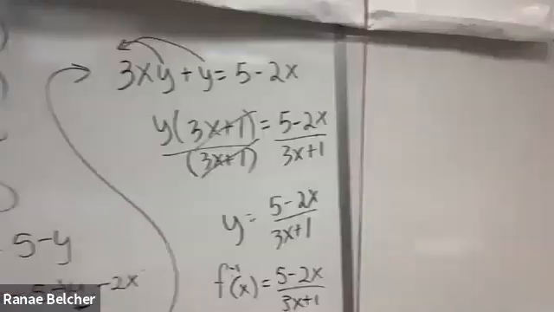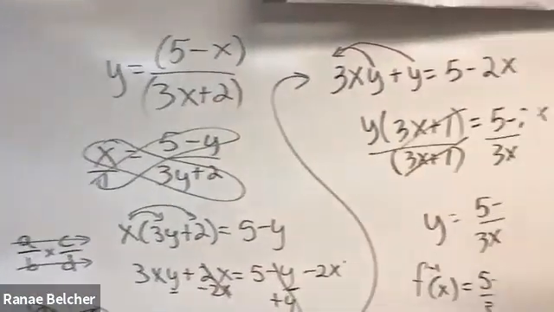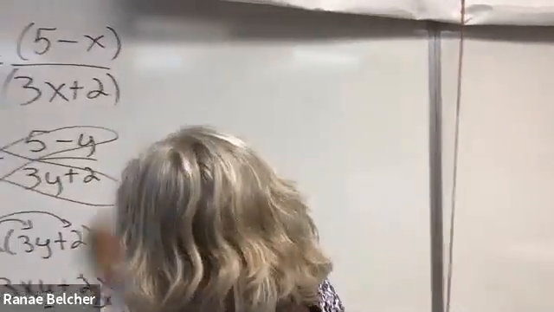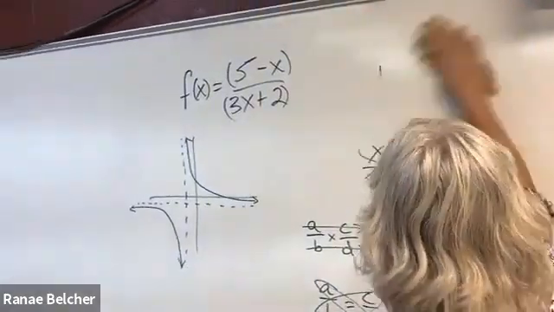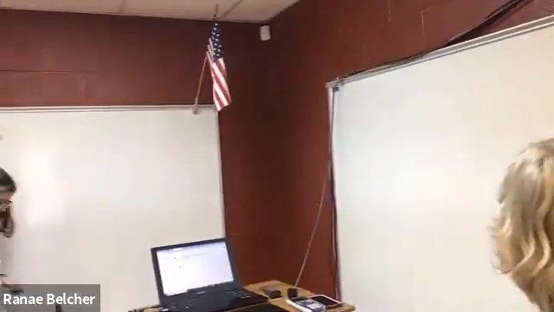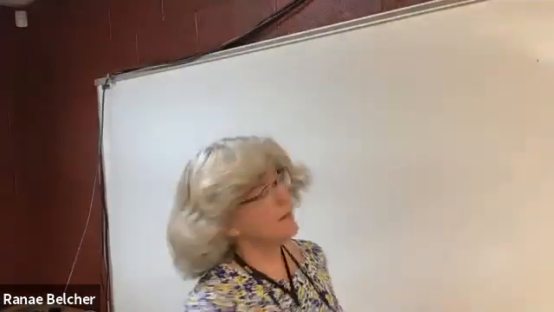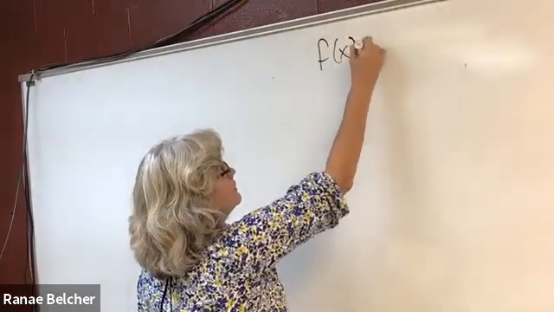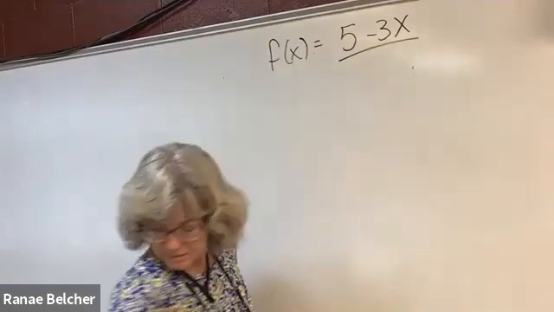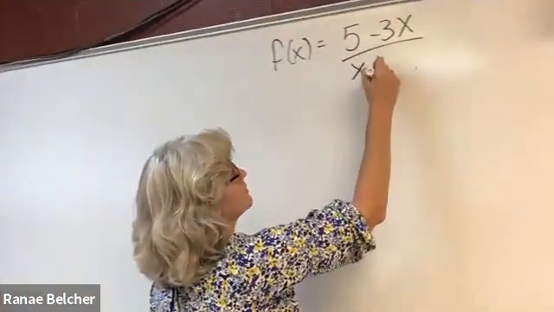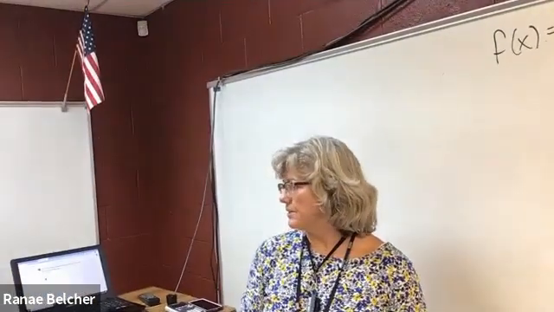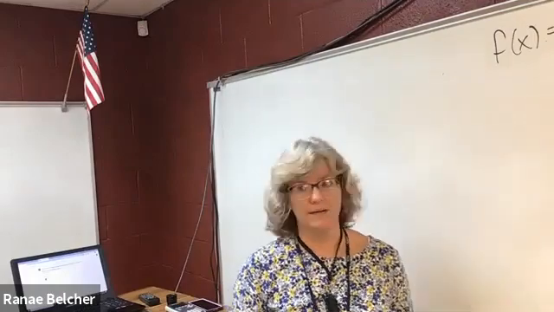Okay, so y'all go to the whiteboard. You're going to have one similar to this. Take your calculator with you. Okay, so you have f of x equals 5 minus 3x over x plus 2. So first you've got to see, does it have an inverse function? So graph it and use the horizontal line test.